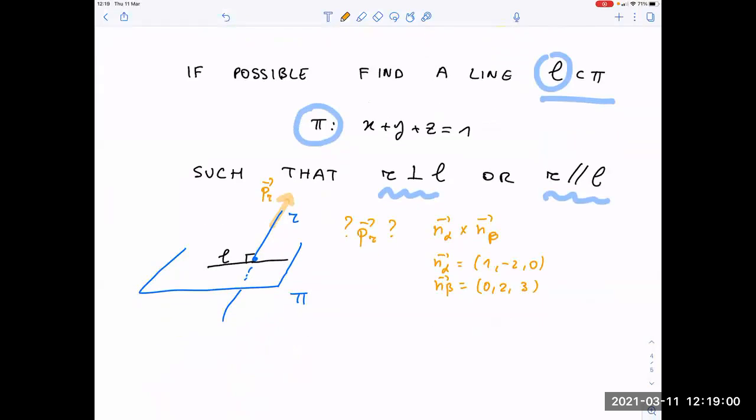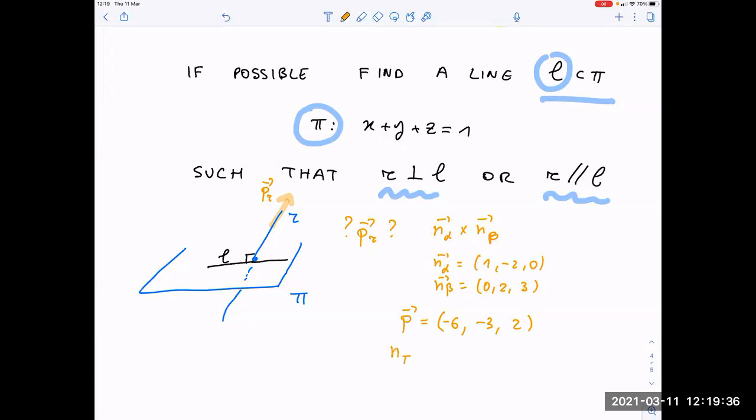Then I compute the cross product. So bear with me and see if this is correct. I get 6, minus 3, 2. So let's see if it's working. So let's try it again. The first one is minus 6, sorry. And then the other one is minus 3. Yep. So this is a possible vector P. Yeah. Here it is. And what is the direction vector?